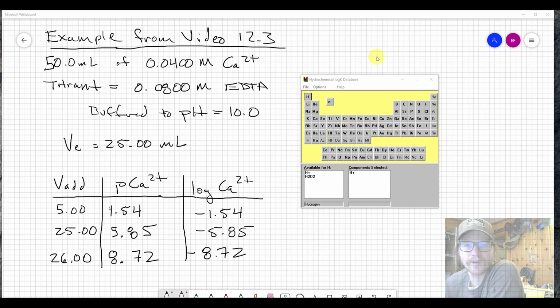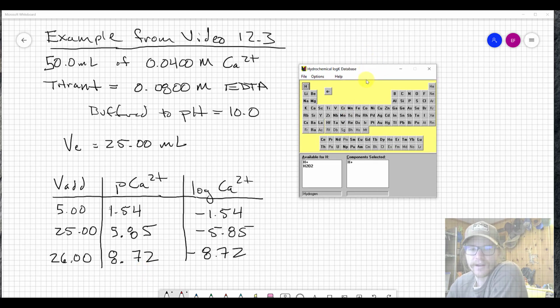So how do we set this up? Open up Hydra, our database, and we just need to select the relevant components here. Of course this is in water, so I'll leave the default proton here, but then I need to grab EDTA and calcium. EDTA is a weak acid, so I go to carbon and then I grab the EDTA, and the form that comes default is the Y4 minus, which is what we want. I'll select that, and then I'll go to calcium, and we need the calcium 2 plus, which is the only species we have available to us.